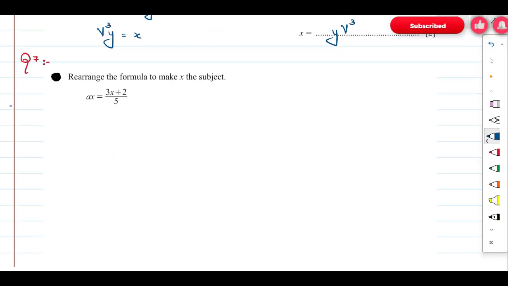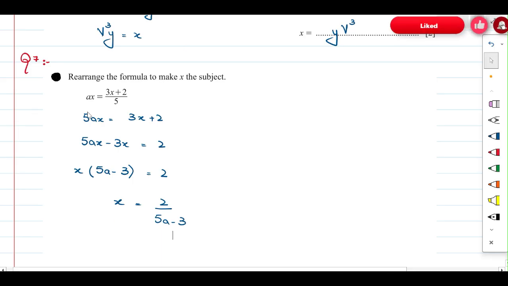Let's practice the last question. Rearrange the formula to make x the subject. We have to make x the subject, so cross multiply: 5 times ax is equals to 3 times x plus 2. Combining x, so 5ax minus 3x is equals to 2. Let's take x common. We have x times 5a minus 3 is equals to 2, and to make x the subject, x is equals to 2 over 5a minus 3. This is how you make x the subject.